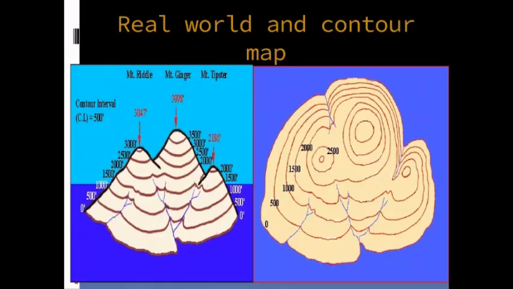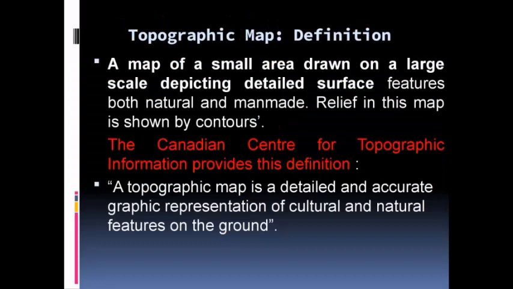Let's look at an example. You can see a simple topographical map, often called a contour map. It indicates the conversion of the contour lines on a two-dimensional flat map into three-dimensional features of hill, valley, saddle and uniform slope. The definition of the topographical map is that it is a map of a small area drawn on a large scale, depicting the detailed surface features, both natural and man-made. Relief in this map is shown by contours.